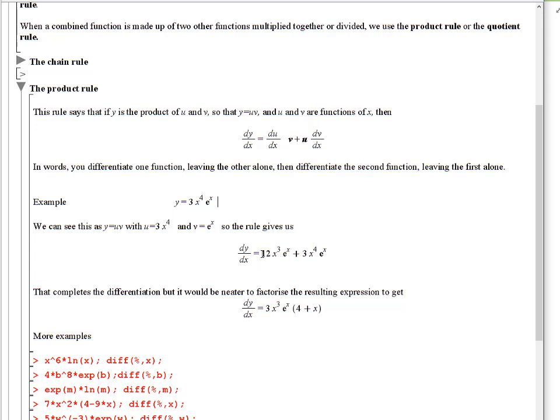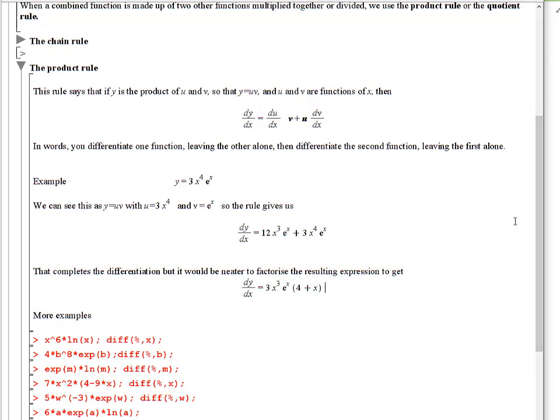That's du by dx, and v is left unchanged. And then we leave u unchanged, and we differentiate v: e to the power x gives you e to the power x again, because this is the same when you differentiate it. So that's the final answer. That's fine, but you can tidy this up by factorising like that, but this is the same as this, made neater.